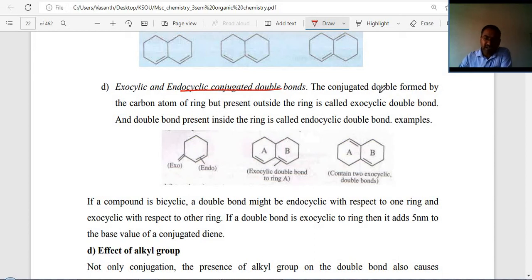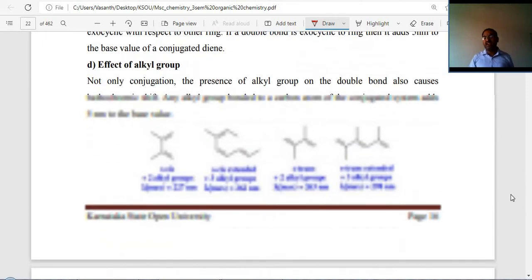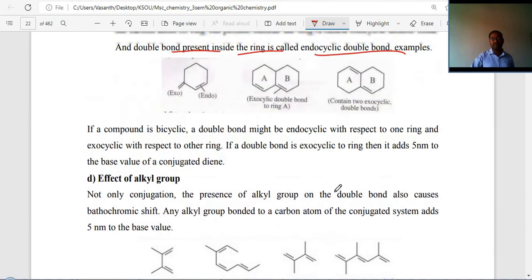A conjugated double bond formed by a carbon atom with the double bond present outside the ring is called an exocyclic double bond. A double bond present inside the ring is called an endocyclic double bond. Inside the ring is endo, outside the ring is exo. This is exo, this is exo.